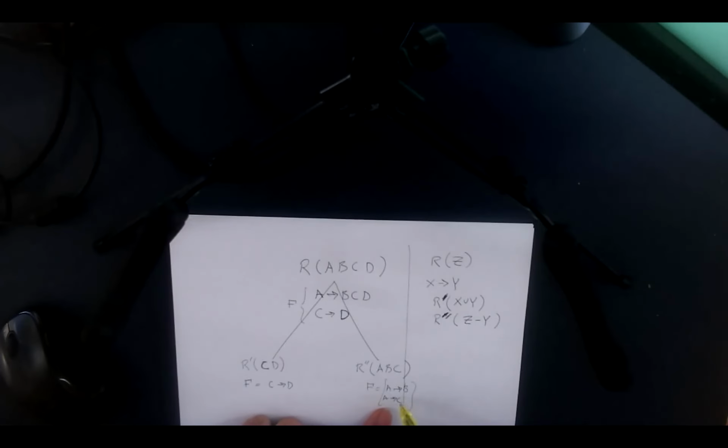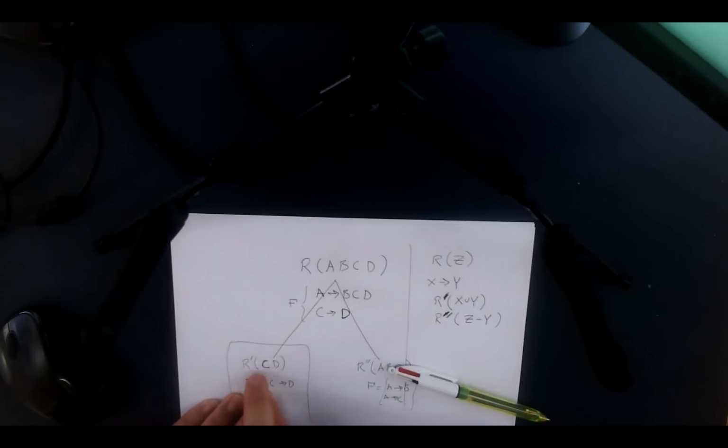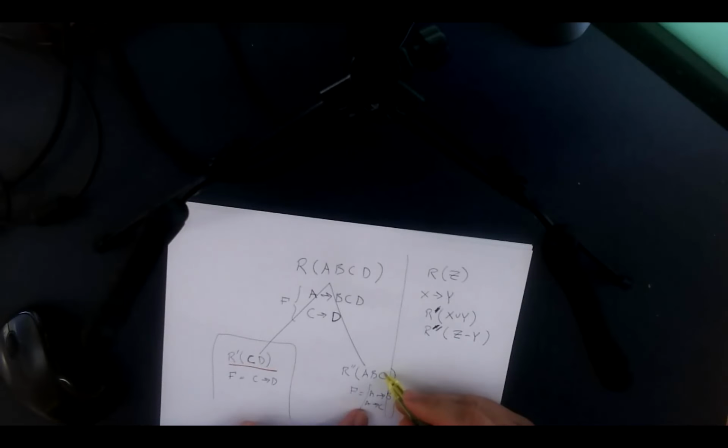Now what we do is re-instantiate the whole problem, and we ask ourselves, for this little baby here, this R prime, is this in BCNF? We only have to check it relative to the set of functional dependencies. Is C a superkey of this R prime? Yes, good. So this one's done. As far as BCNF goes, we're done here. That's in BCNF. Now we go over here.